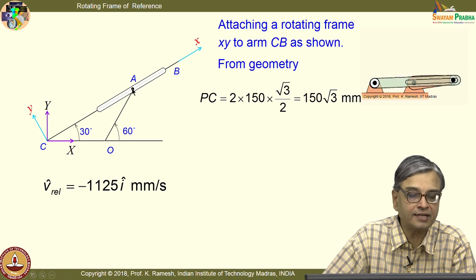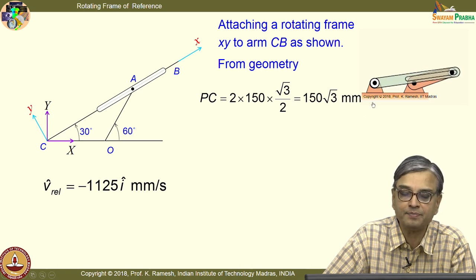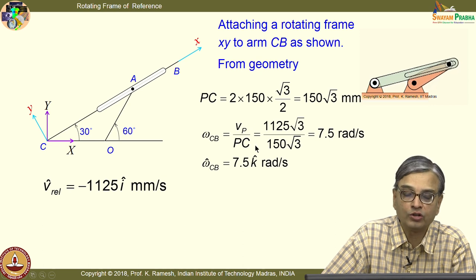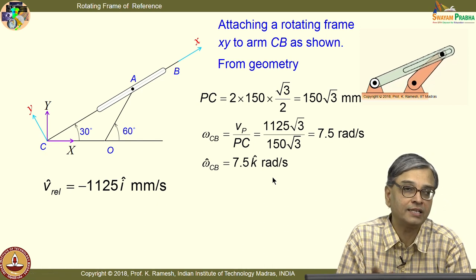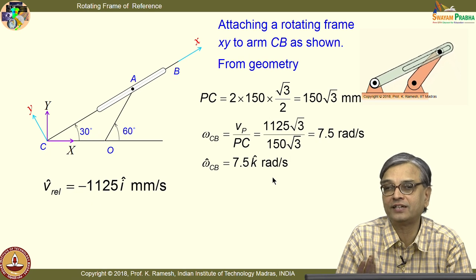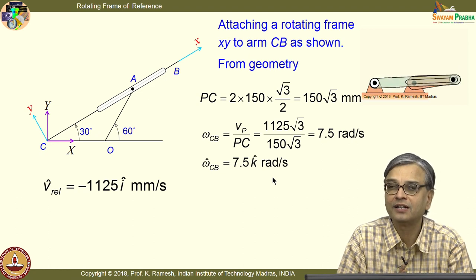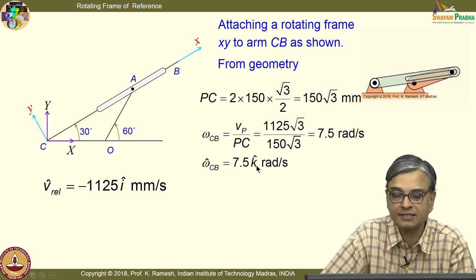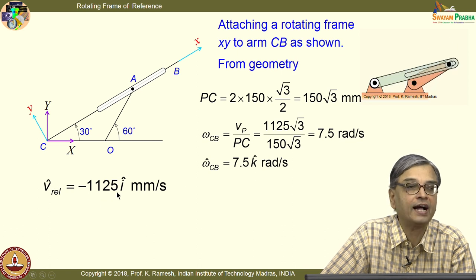And from geometry, we have already said that points P and A are coincident. So, I can find out PC as 150 root 3 millimeters. We have already got VP, and we know the length PC, so it is child's play to get the angular velocity. Even before doing it, you already had a clue in the problem statement: you had theta and 2 theta. If you observe all this, it has to be only like this. So, I get the angular velocity of the slotted member as 7.5 k, and VREL is minus 1125 i.